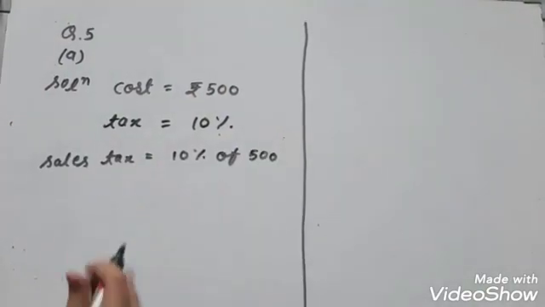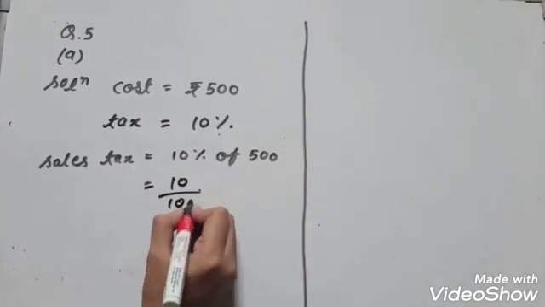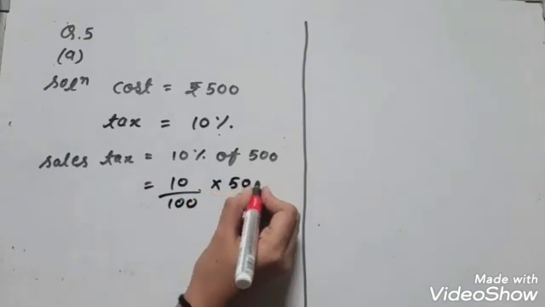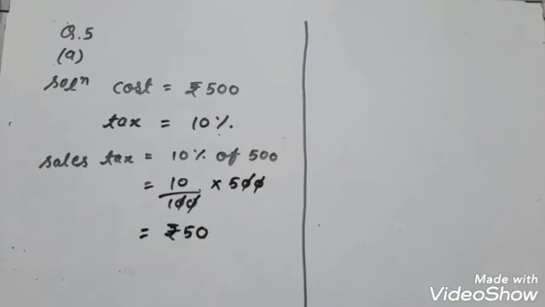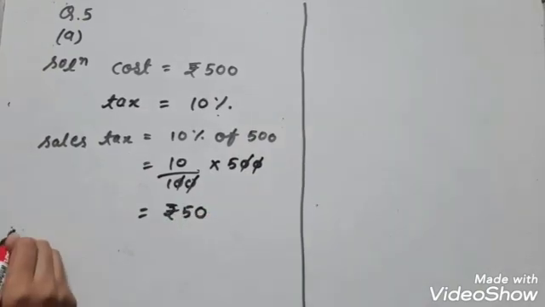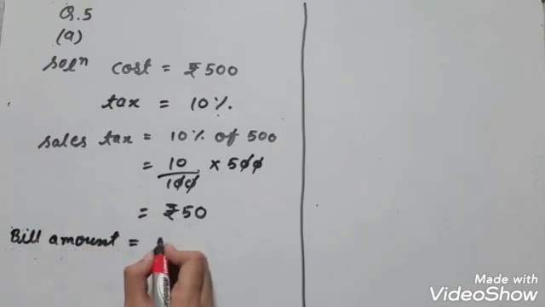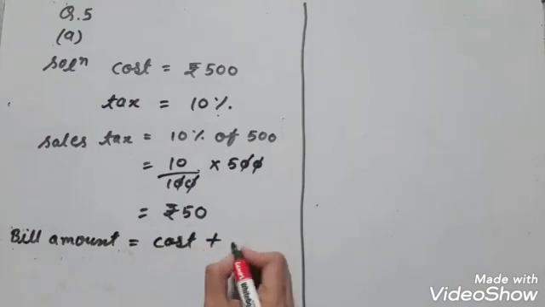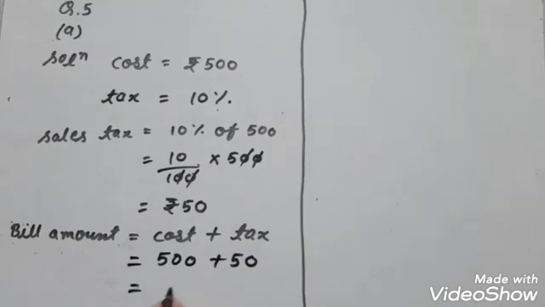So sales tax, 10% of 500, 10. When we remove percent, we write 100 in the denominator of 500. Means rupees 50. And we need to find the bill amount in this question. So for the bill amount, cost of the bed sheet plus sales tax, which is 50 rupees, and the cost of the bed sheet is 500. So 500 plus sales tax means 50 rupees, means the bill amount is 550.